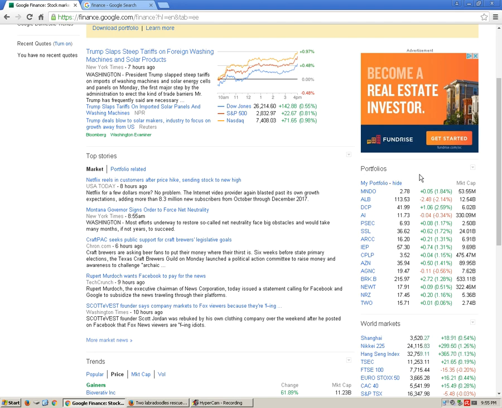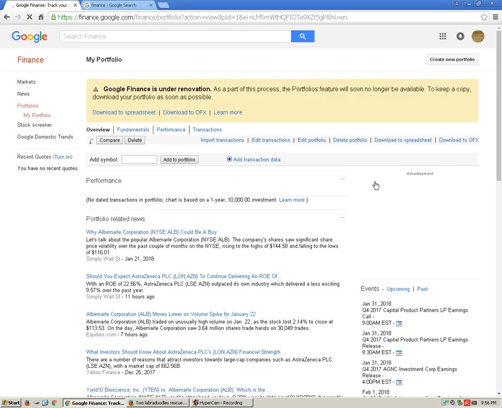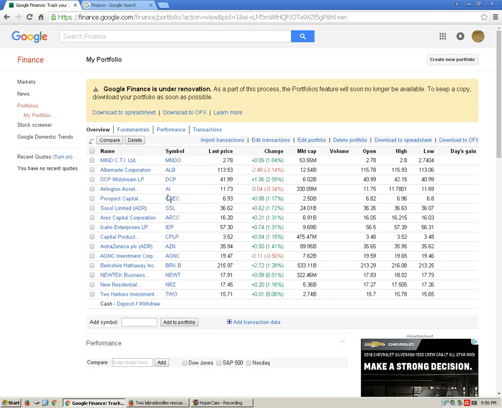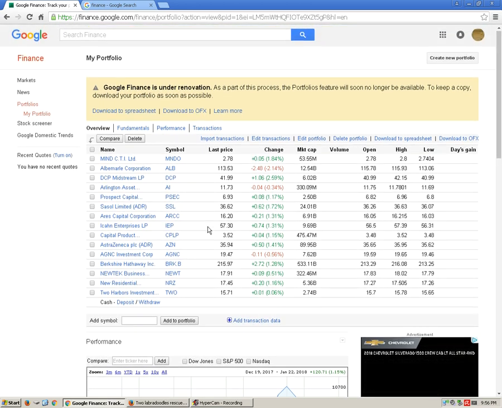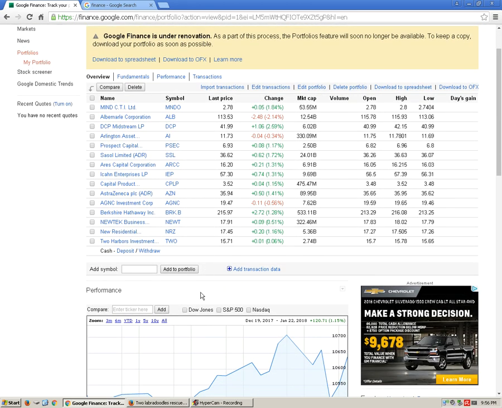Anyway, here's a bunch of stocks that I put into a portfolio. I don't own most of them, but click on my portfolio. There it is. It's a way of keeping track of stocks that you're looking at.